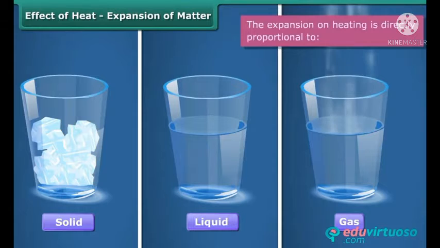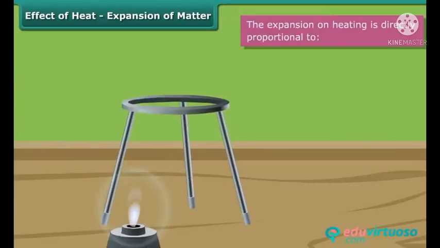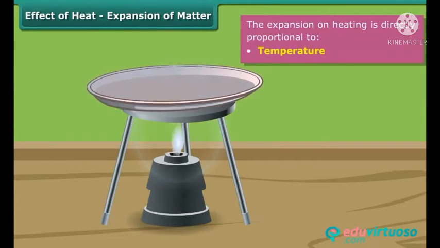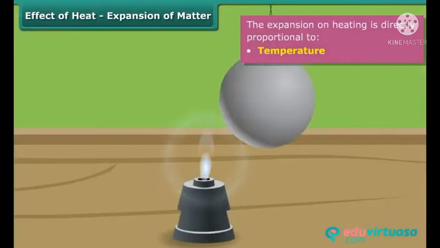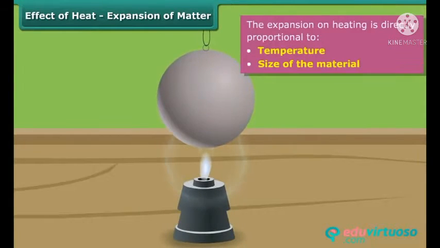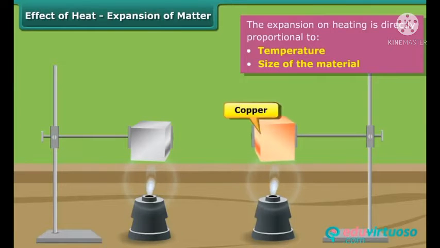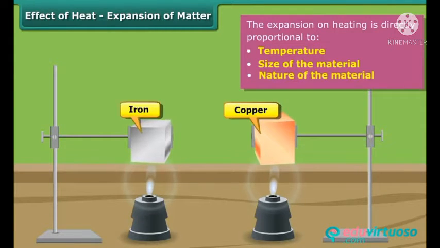The expansion of matter depends on the temperature through which it is heated. In this case, when we heat this plate, the higher the temperature, more is the expansion. Expansion of matter also depends on the size of the material being heated. The longer the plate or bigger the bowl, more is the expansion for the same rise in temperature. The nature of the material being heated also plays an important role in expansion. For example, copper expands more than iron for the same rise in temperature.